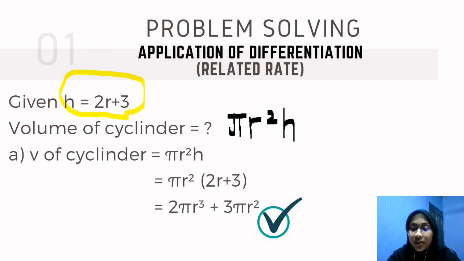The second important thing that we need to remember is the volume of a cylinder formula, which is pi r squared h. The first thing we need to do is write down this formula, and then substitute the h with 2r plus 3. The last step is to expand the bracket with pi r squared. So here is the last answer, where we have shown that the volume of ice in the shape of a cylinder is 2 pi r cubed plus 3 pi r squared.